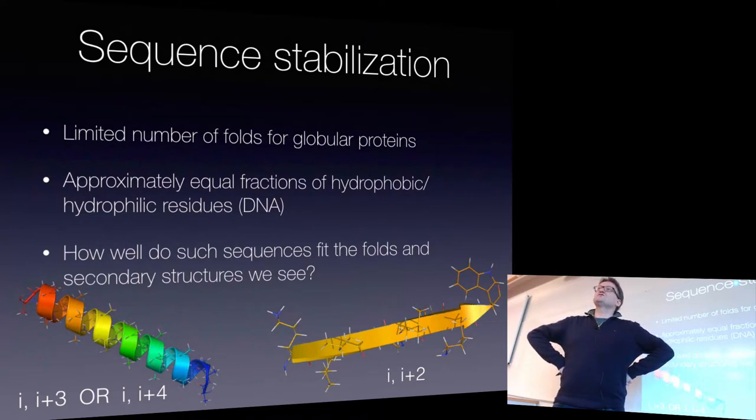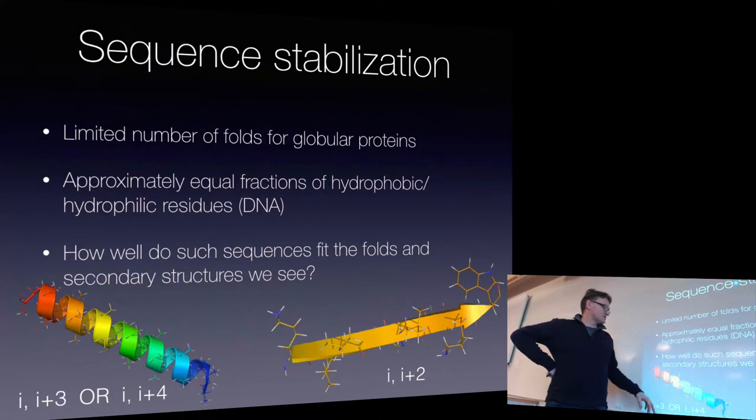Yes, but four residues doing what? Four residues that want to be in an alpha helix. And similar for a beta sheet. So when does the alpha helix start or end?